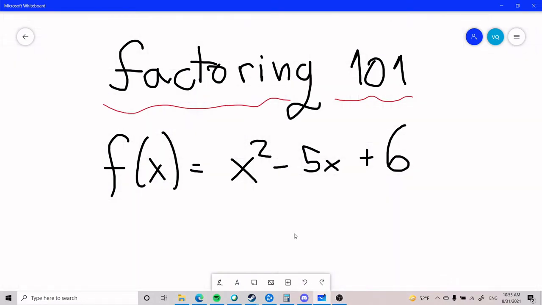So before we jump into factoring any quadratic function, which is probably the reason why you're watching this video in the first place, let's talk about what factoring is, what factors are, and what multiples are.